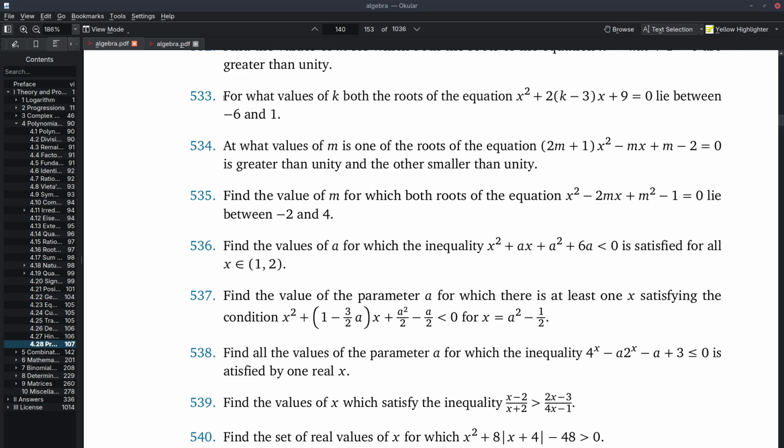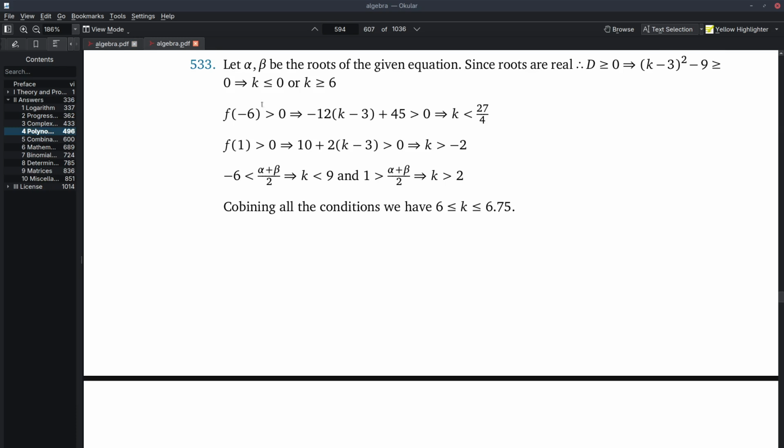Question 533 says: for what values of k do both the roots of the equation x square plus (2k minus 3) x plus 9 equal to 0 lie between minus 6 and 1? So we let alpha, beta be the roots of the given equation. Because roots are real, the discriminant would be greater than or equal to 0.